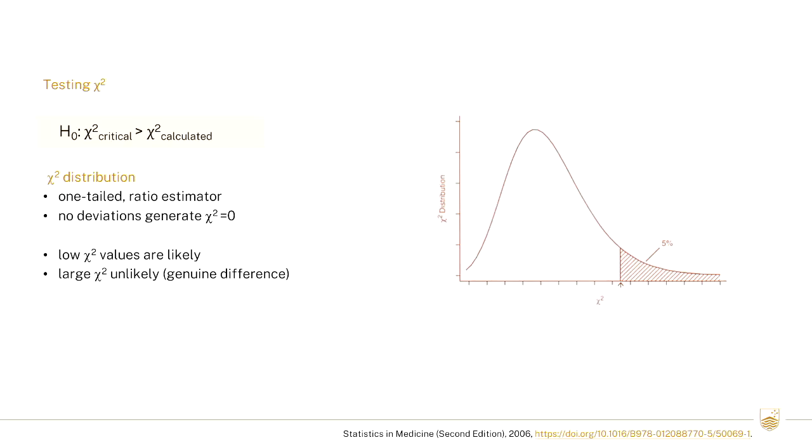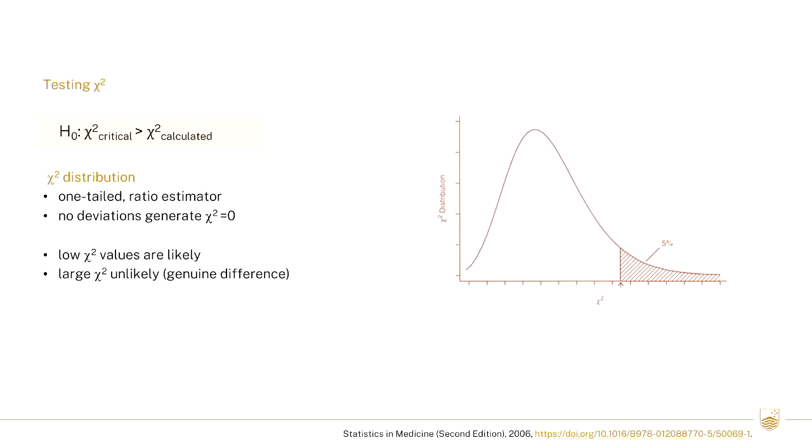What does the chi distribution look like? Well, it looks very, very much like the F distribution. Why? Well, because chi starts at 0. If there is no difference between our observed distribution and the expected distribution, then we'll arrive at an outcome of 0.